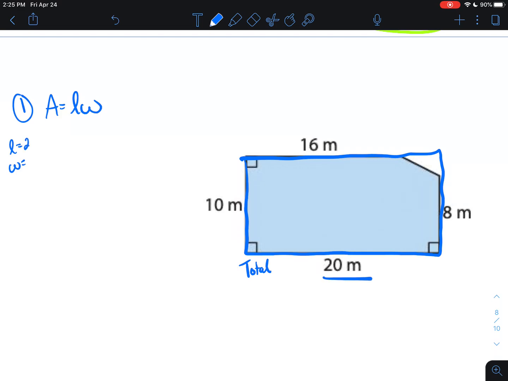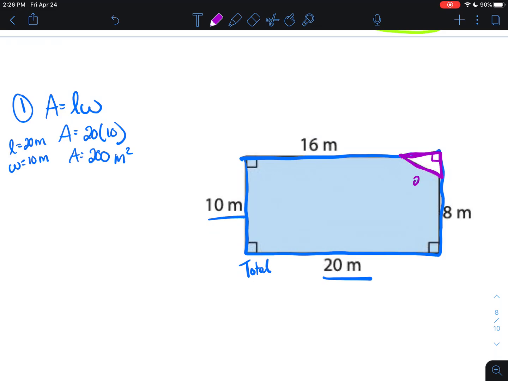So the length is 20 meters. And our width is 10 meters. So area is 20 times 10. So the area of the whole thing, including the piece we have to take out, is 200 square meters. But I actually don't need this shape right here. And I'm hoping you can see that that is a triangle. It's actually a right triangle.